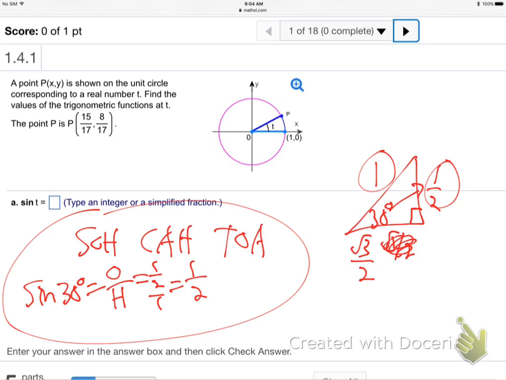But they're ratios in triangles, right? That's what they are. Sine is opposite over hypotenuse. Cosine is adjacent over hypotenuse. Tangent is opposite over adjacent. It's ratios in right triangles. Now, another way you can get the exact same answers.